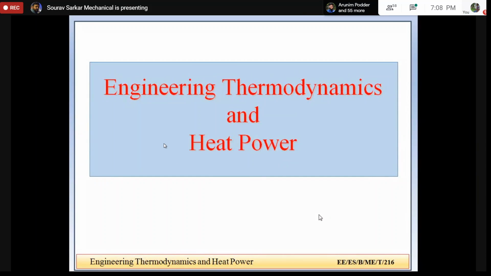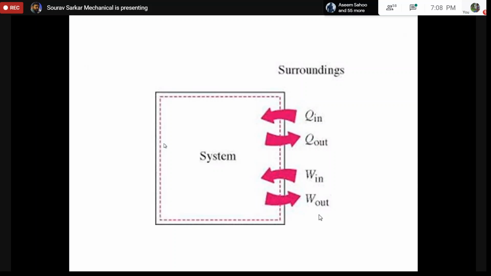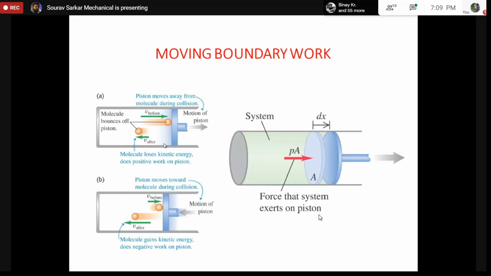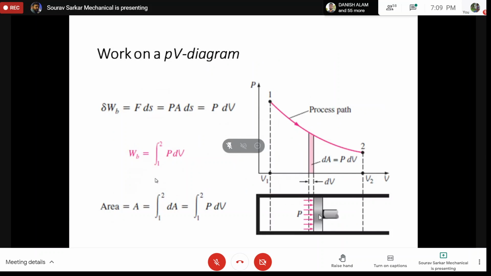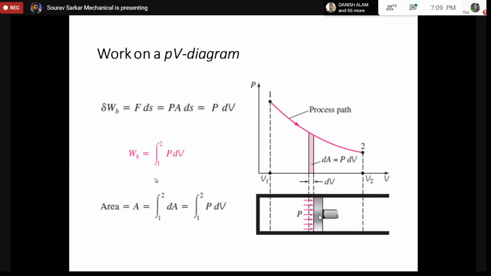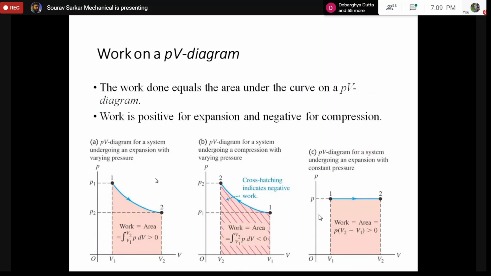My slides are visible? Yes, sir. Okay, so what we discussed in the previous class is that a system can interact with the surroundings, or more precisely, a closed system can interact with the surroundings by heat transfer and work transfer. We discussed the definition of moving boundary work, what is called a quasi-static process and how to locate the path. Then we discussed the expression of work done, which is the integration of PdV for moving boundary work. Then we discussed the sign of the work.